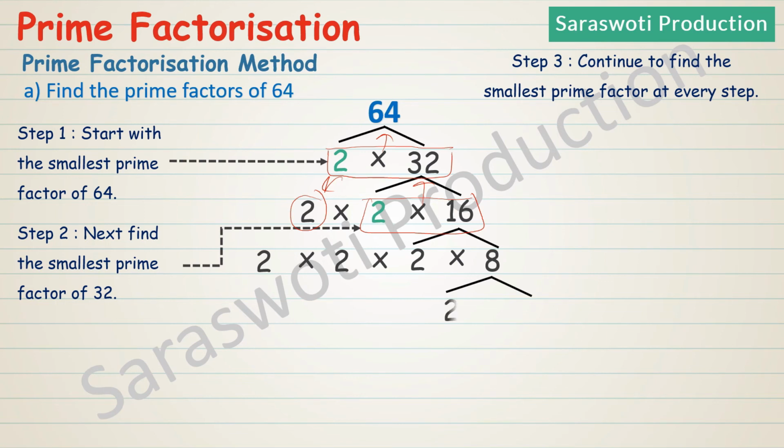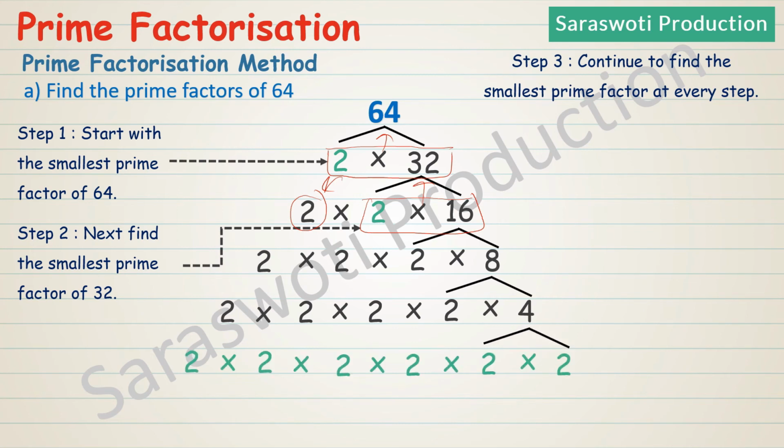That is 2 into 2 into 2 into 8. Further you can do, you're going to get here, as you can see, very simple, 2 into 2 into 2 into 2 into 4. And lastly, we have 2 into 2 into 2 into 2 into 2 into 2. We have all the answers. As you can see, this last step is all the prime factors of 64.